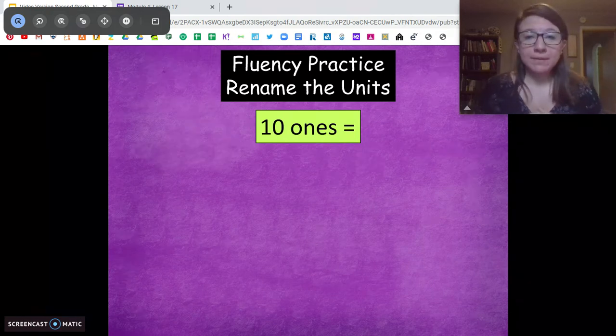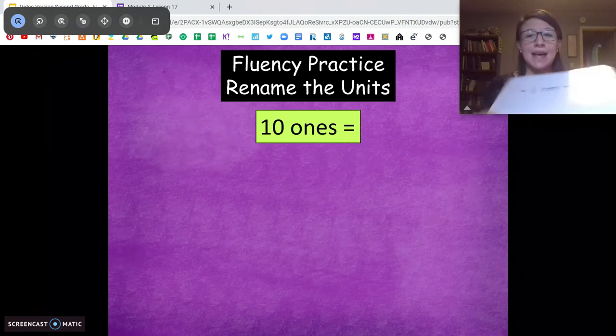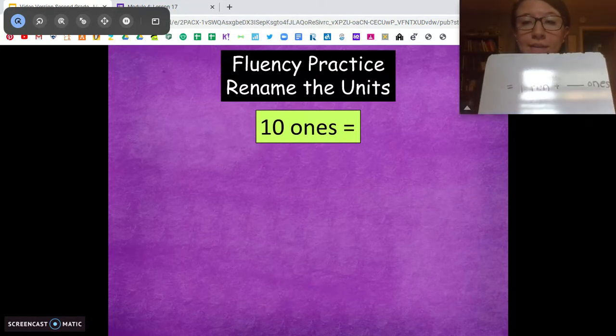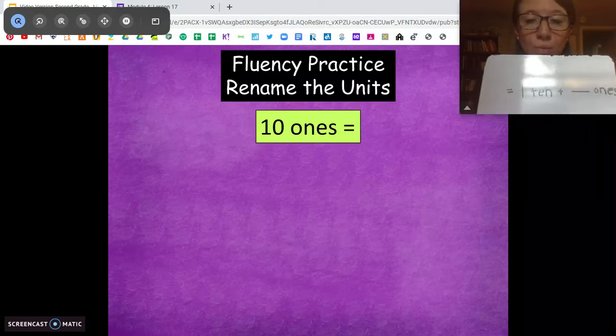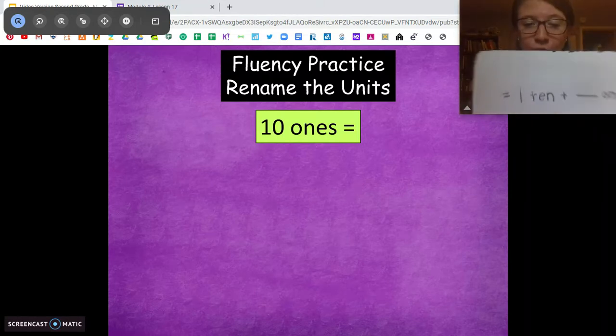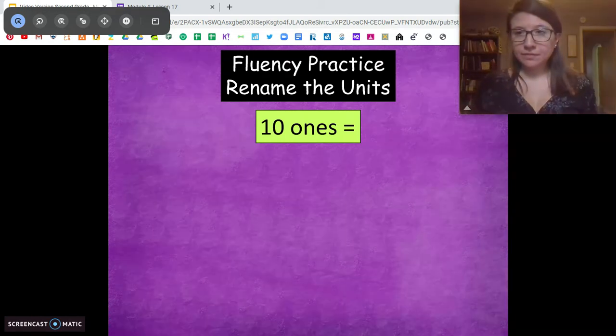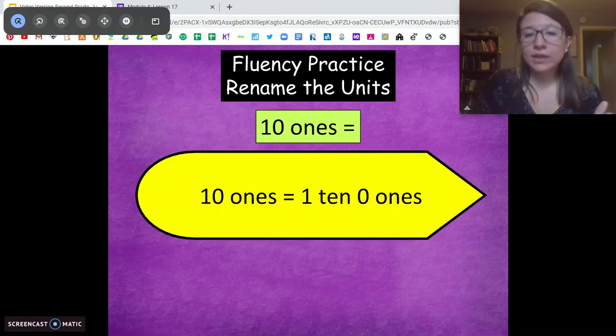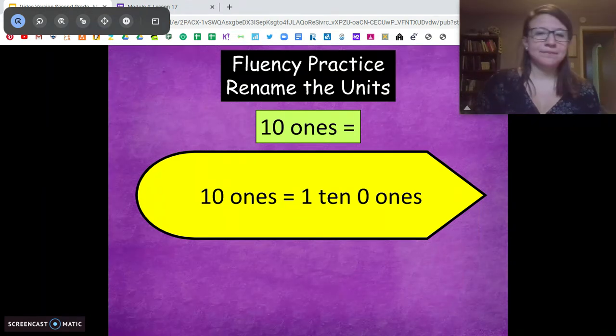For our warm-up today, I'm going to give you a number of ones, and I want you to tell me how many tens and then how many extra ones are in that number. So if I give you 10 ones, how many tens and how many extra ones? Yeah, it's 1 ten, 0 ones. Easy peasy. We know 10 ones equals 1 ten.